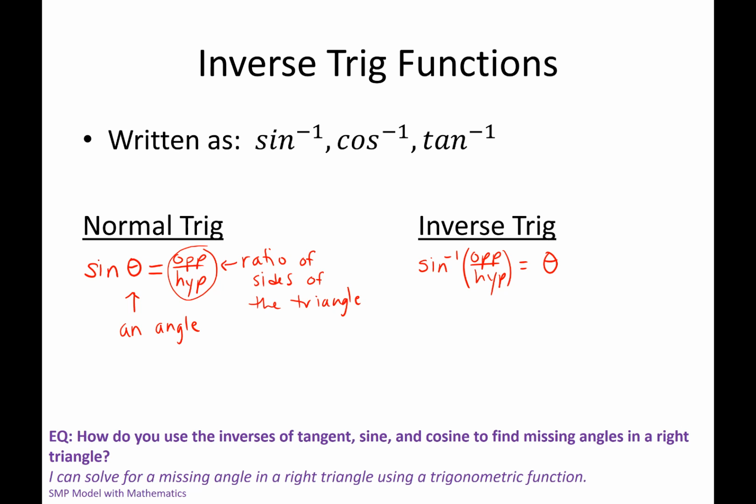Okay, then we have for our inverse trig, this is the reverse. This is our ratio of the sides of the triangle. And then the theta is still the angle, but it's on the other side. So this is an angle. So there's your basic setup. And if you need some more time, maybe pause the video here to catch up.